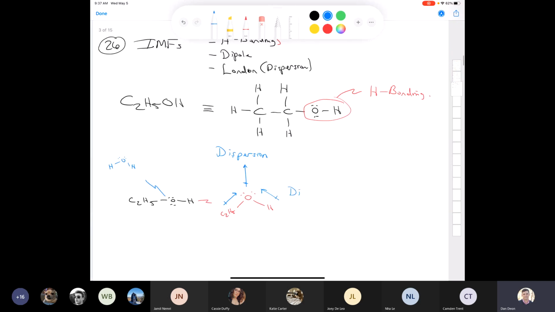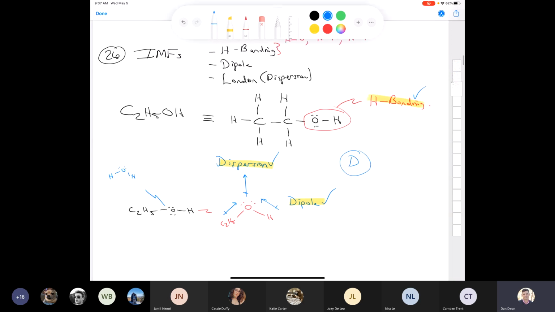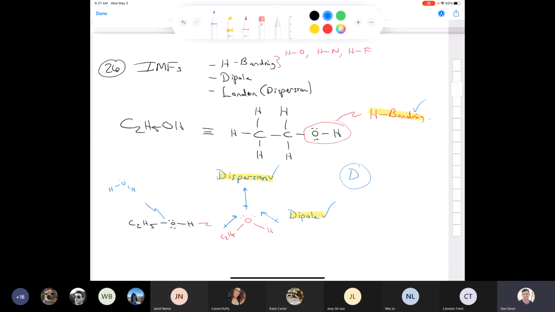So what's the take-home message? We have dipole forces, we have dispersion forces, and we have hydrogen bonding. So we have literally all 3, dispersion, dipole, and hydrogen bonding, which is D. That is the one that has all of them in there. So a molecule of ethanol has hydrogen bonding, dipole-dipole forces, and it also has London forces, or what we call dispersion forces, some of the time.